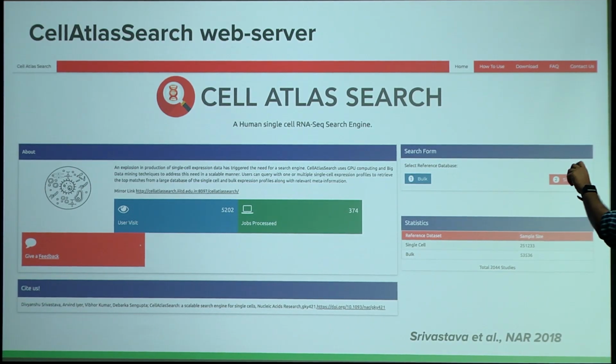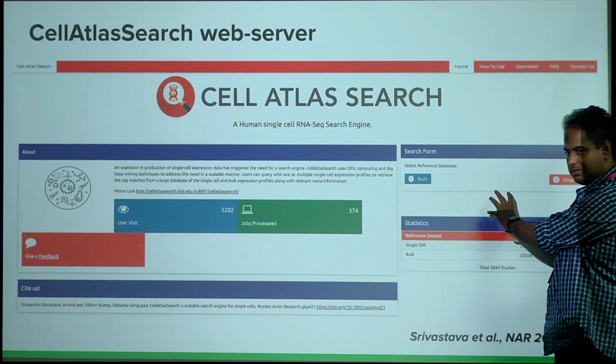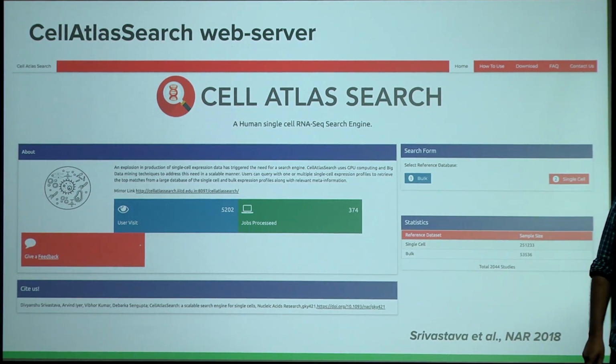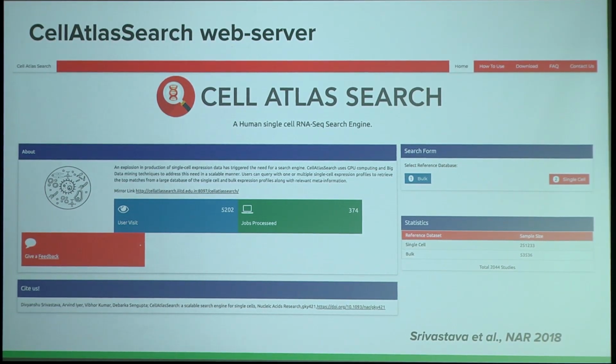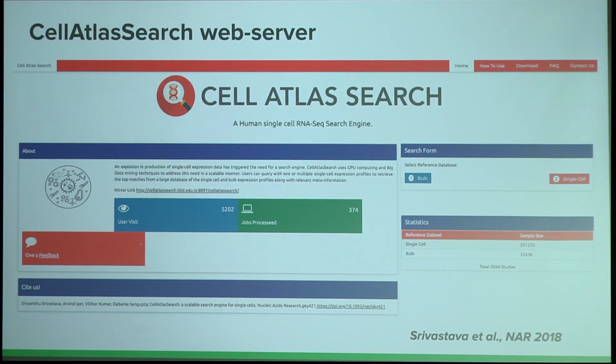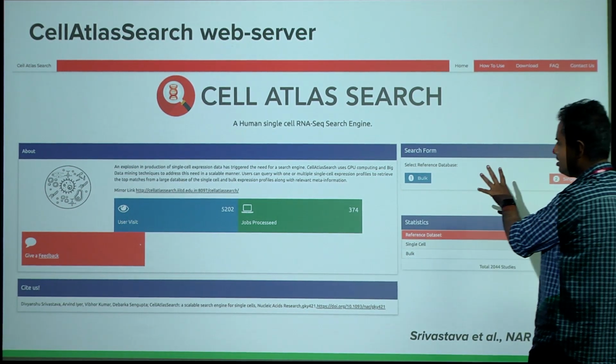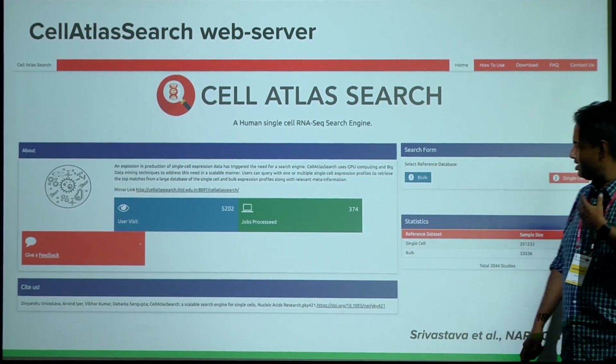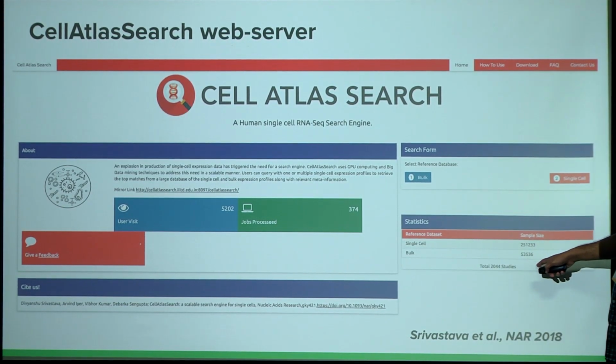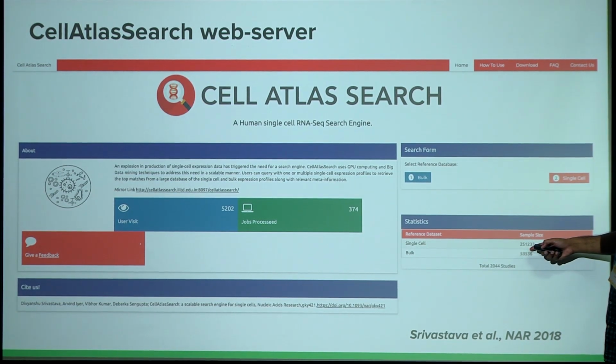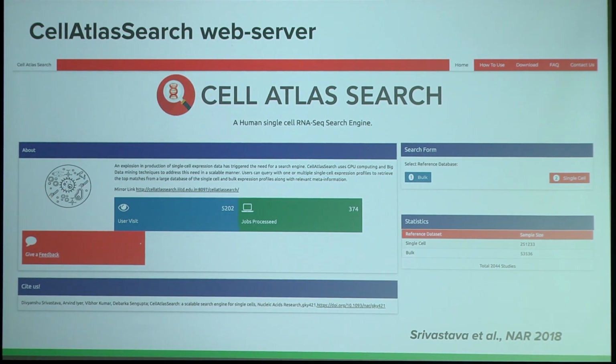By the way, I'll also talk a little bit about this Cell Atlas Search. Because we had a very good way of finding the nearby, similar looking cells using locality sensitive hashing, we actually created a search engine called Cell Atlas Search. What it did at that time was host about 250,000 single cell data and 50,000 bulk RNA sequencing data, and you can query an expression profile and get an immediate result in real time. There was nothing like this at that time.